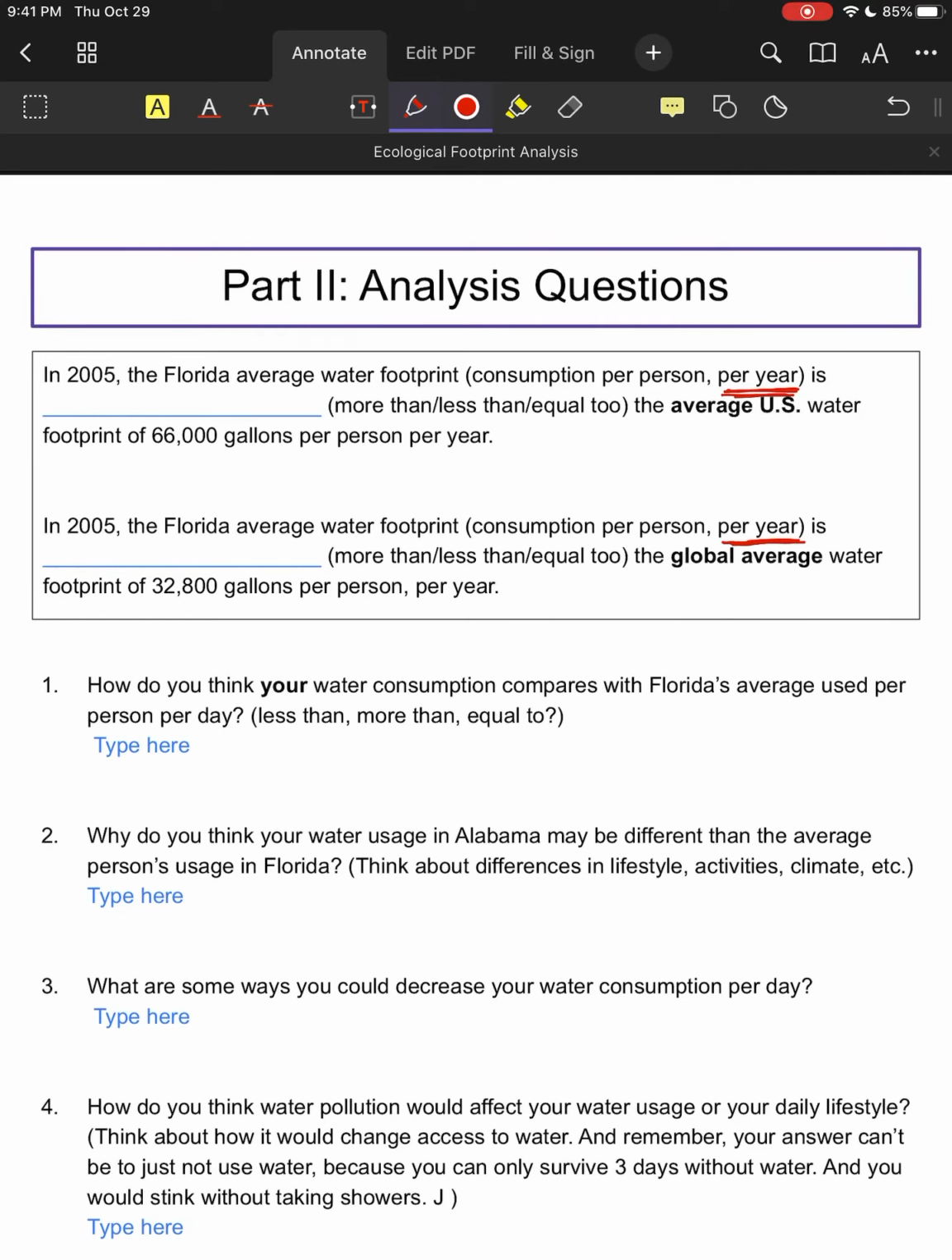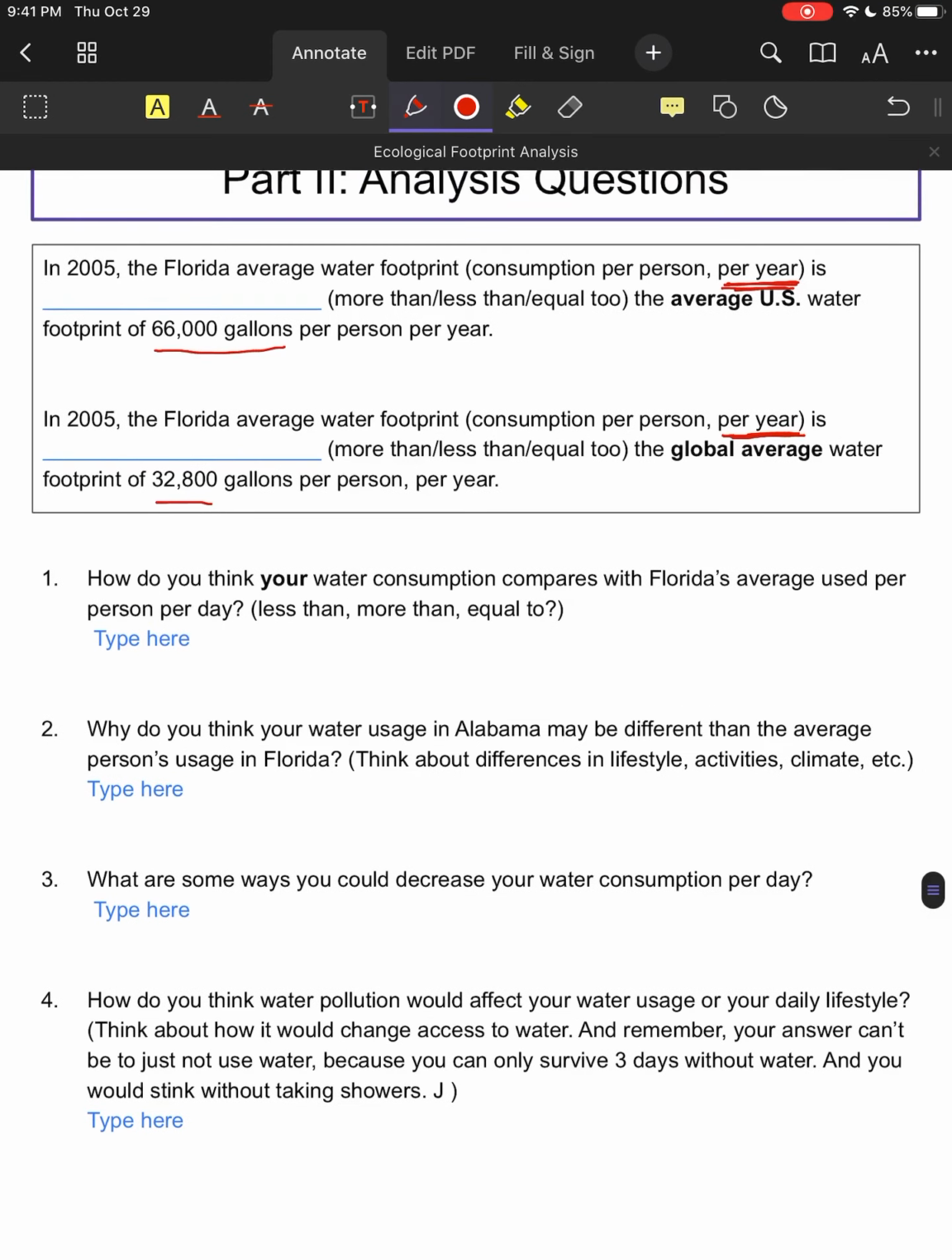This is the average U.S. data. So on average, a person in the United States uses 66,000 gallons per year, whereas globally, the average person uses 32,800 per year. So you're just comparing that average person in Florida, how much are they using compared to the averages. Then these last few questions, you're actually thinking about your water consumption and how you would compare your water consumption to the average person in Florida.